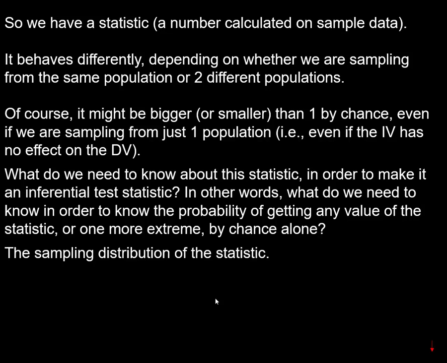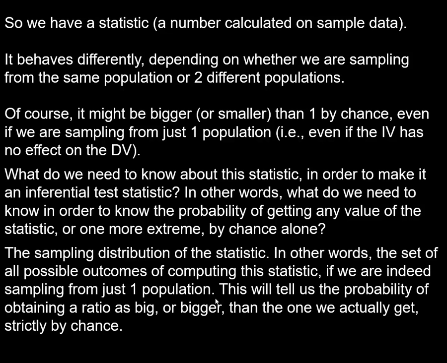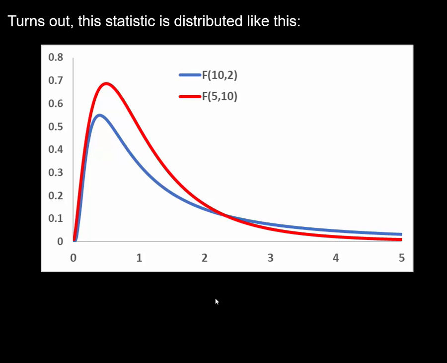So we need to know the sampling distribution of the ratio of the between groups variance to the within groups variance. Just again to reiterate, the sampling distribution of the statistic is the set of all possible outcomes of computing this statistic, all the possible values it might take, if we were indeed sampling from just one population. This will tell us the probability of obtaining a ratio as big or bigger than the one we actually got, strictly by chance. And it turns out that this statistic is distributed like this.